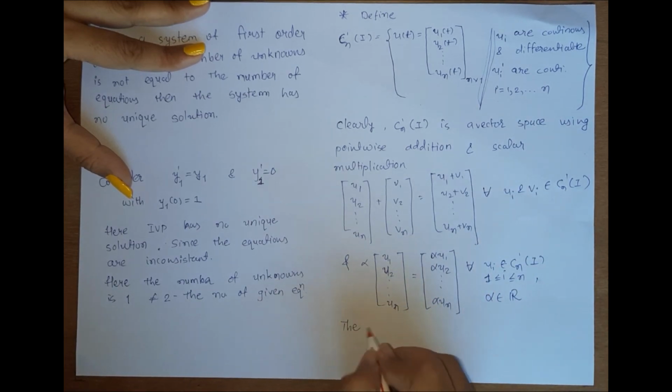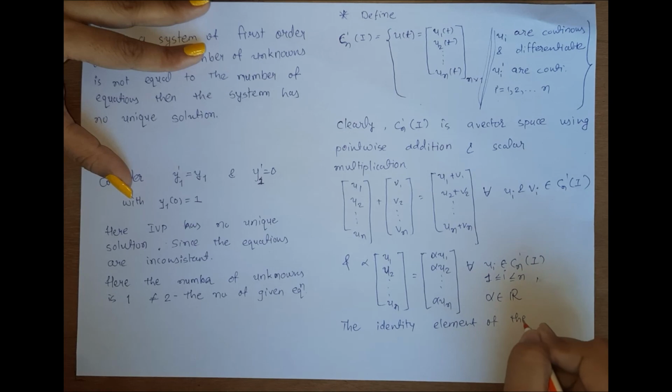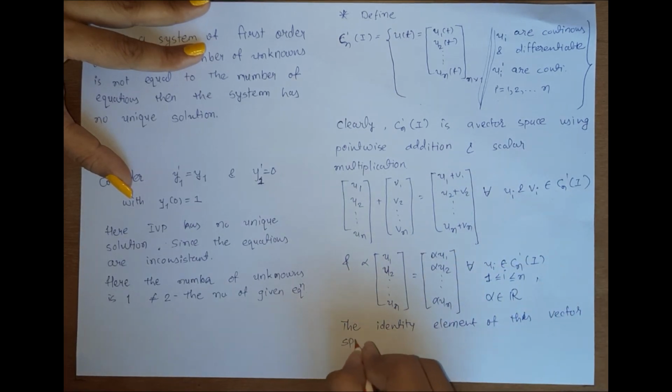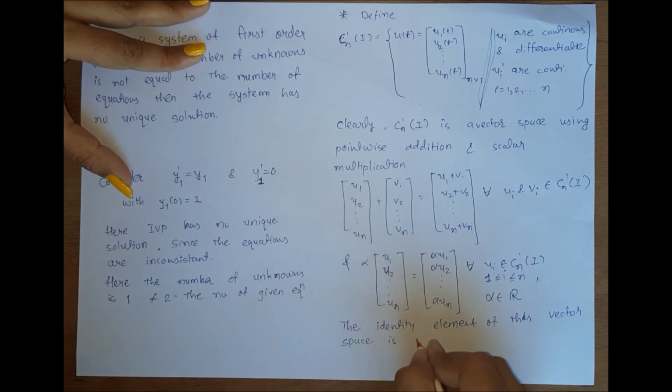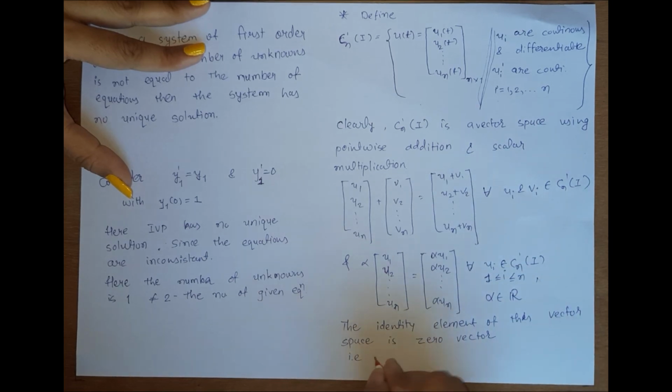And in this vector space, the identity element of this vector space is the 0 vector, that is 0, 0, up to 0, an n cross 1 matrix.